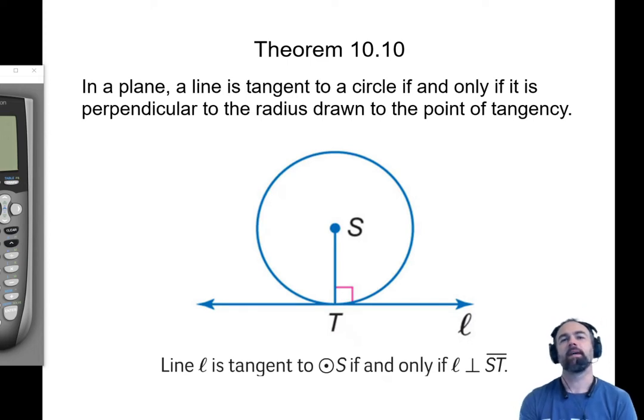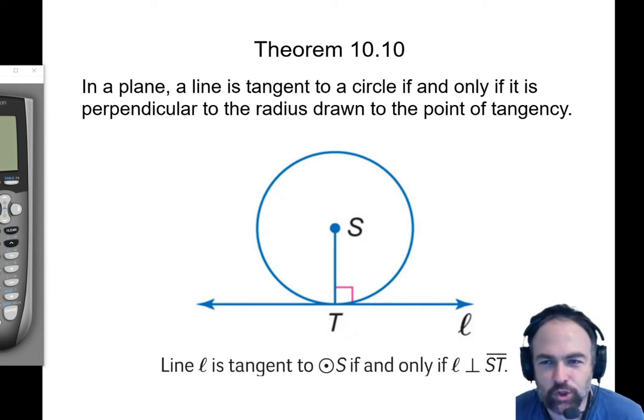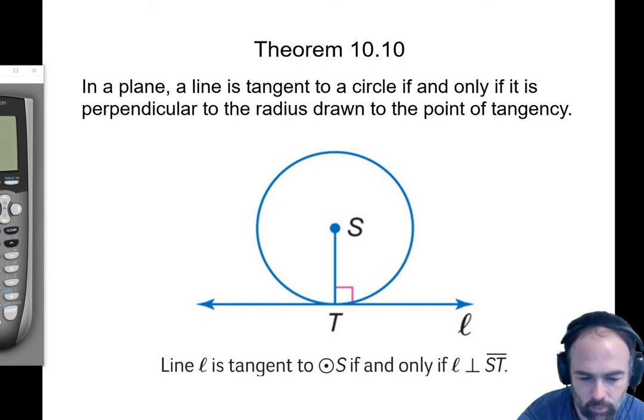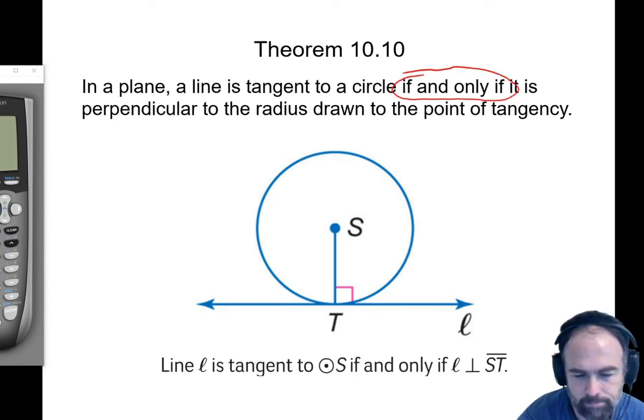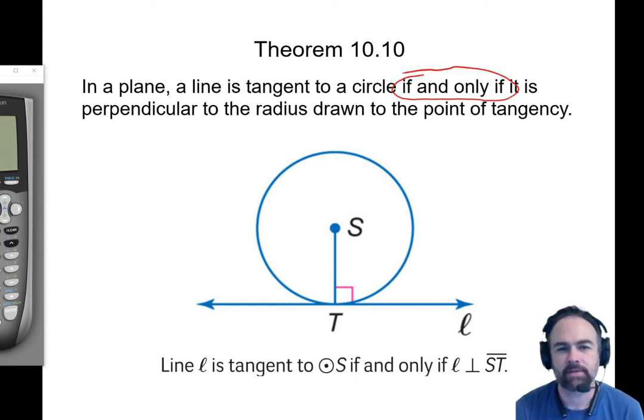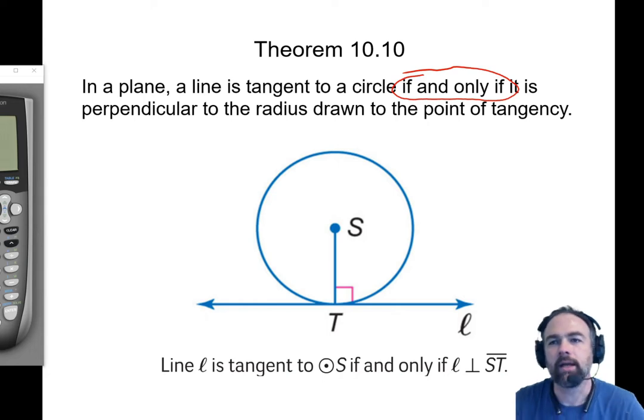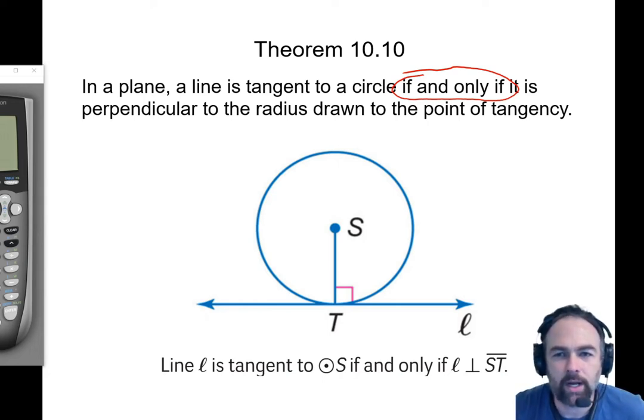All right, Theorem 10-10. In a plane, a line is tangent to a circle if and only if, important, that is a biconditional, it points both directions. The hypothesis implies the conclusion, and the conclusion also implies the hypothesis. I could take the converse and it would still be true. Okay, if and only if it is perpendicular to the radius drawn to the point of tangency.